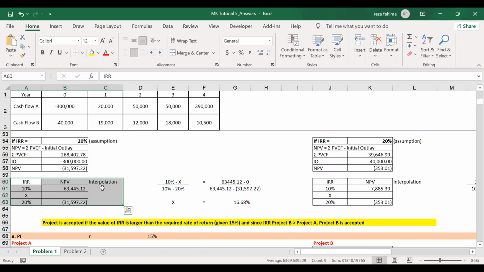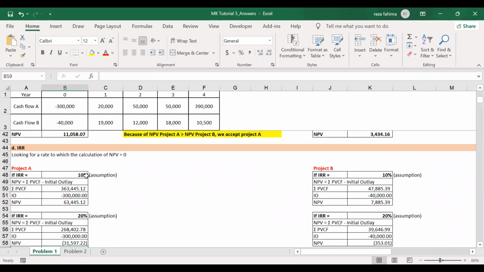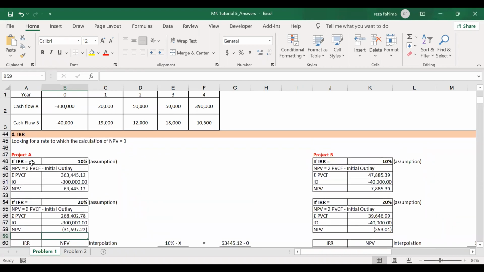And before we use interpolation method, we have to make assumptions. Here, I assume that the IRR is 10% and the IRR is 20% for both project A and project B. And then after we make our assumptions, we need to calculate the NPV using this rate as the discount rate. For using the NPV, the first thing we have to do is to calculate the PVCF.